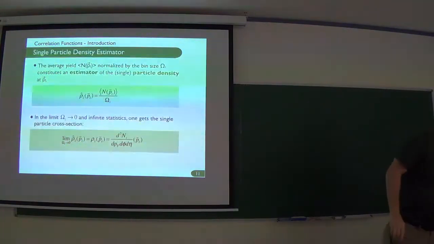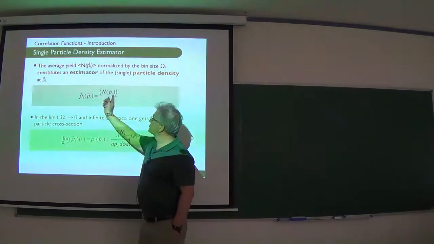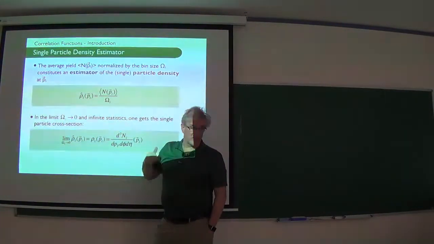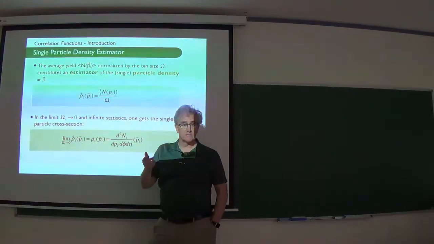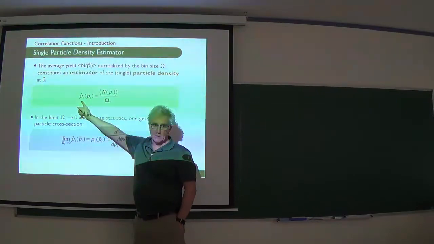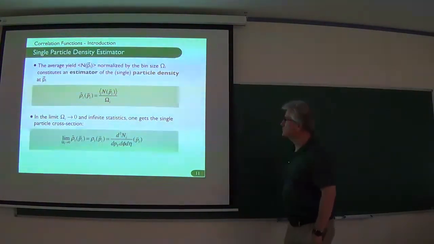Right? And so what that corresponds to at the end of the day is an average number of counts of single particle at a given momentum. And if I divide by omega, now I'm dividing by the bin size, and I can use that now as an estimator of the density. Okay, that was the point of the discussion yesterday.